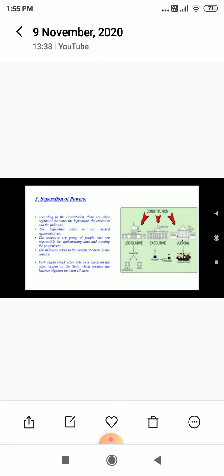Second, the executive are the group of people who are responsible for implementing the laws and running the government. Third, the judiciary refers to the system of courts in the country. Each organ acts as a check on the other organs of the state, which ensures the balance of power between all the three organs of the government. So this is also known as the check and balance of the government.